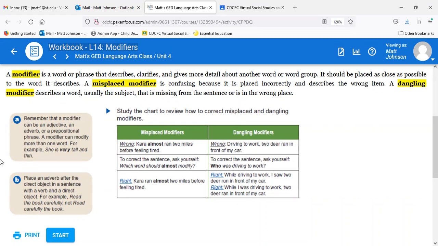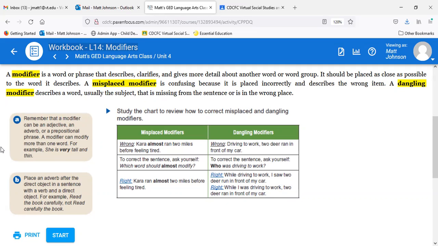See, so that first sentence, you don't understand who was driving the car. That's a dangling modifier. That modifier is just hanging out there, modifying something, but we don't know what. Okay, misplaced modifiers are in the wrong location, so it's modifying the wrong word. Dangling modifiers, it's uncertain which word it is modifying. And it says here, remember that a modifier can be an adjective, an adverb, or prepositional phrase, right? It's adding detail, helping describe a person, place, or thing, or an activity.